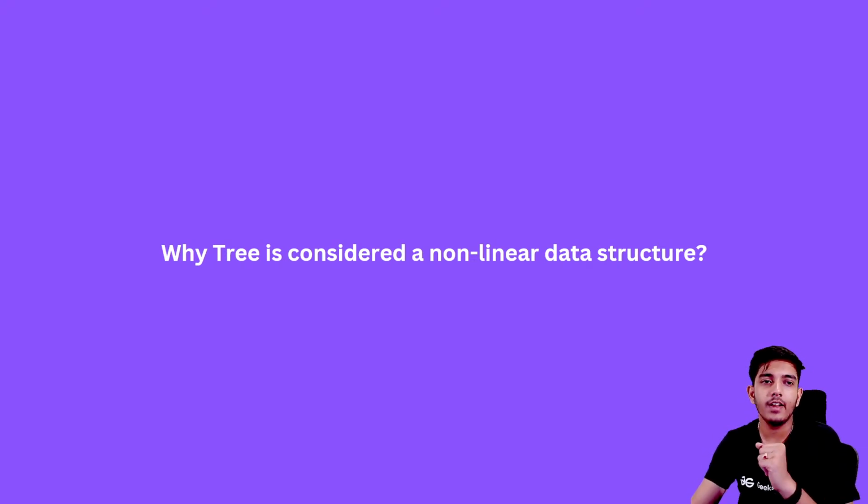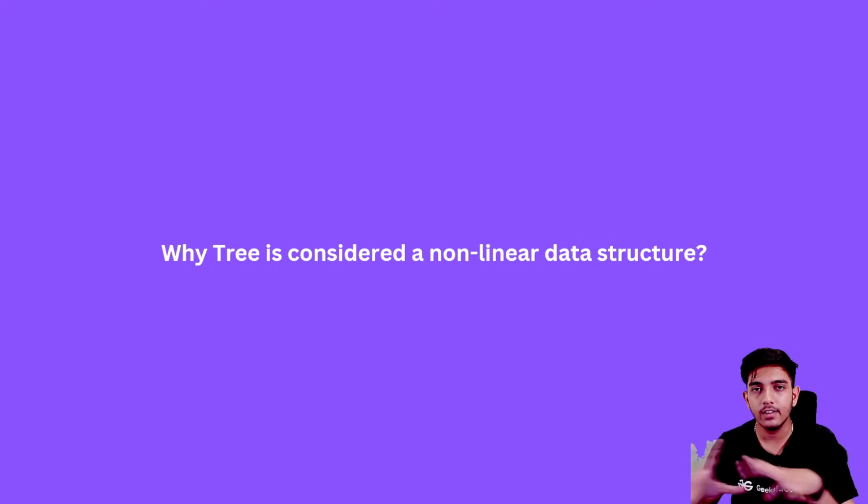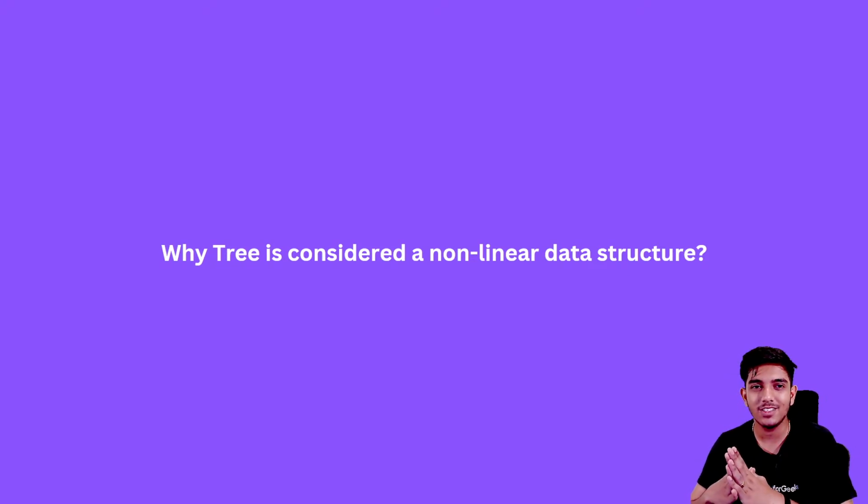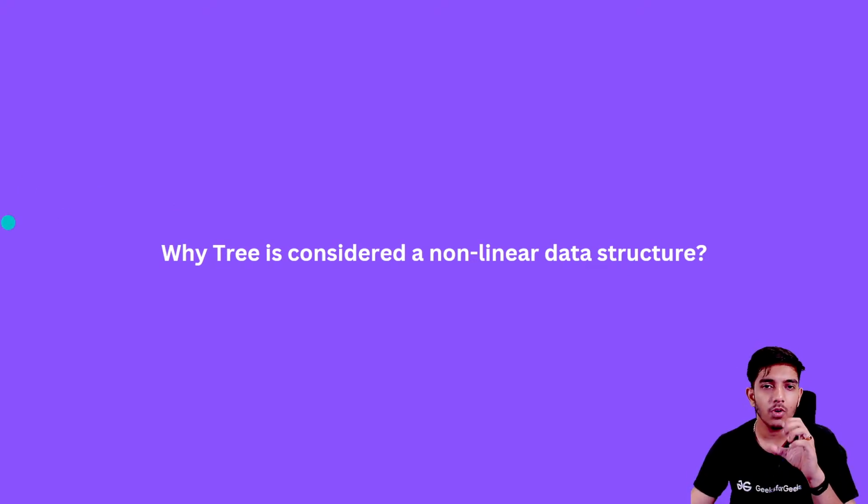However, in a tree the elements are organized hierarchically. Sometimes it's very difficult to pronounce these words. So, hierarchically, in a branching structure, that means a tree has branches. All right, so I hope you got the difference between linear and non-linear data structure, and the tree is known as a non-linear data structure.